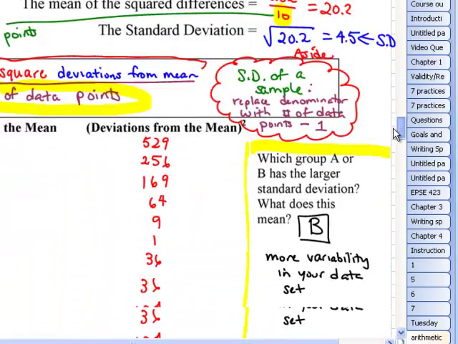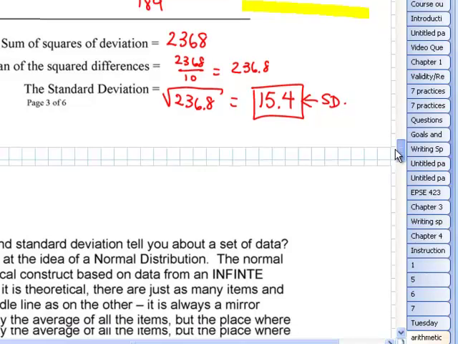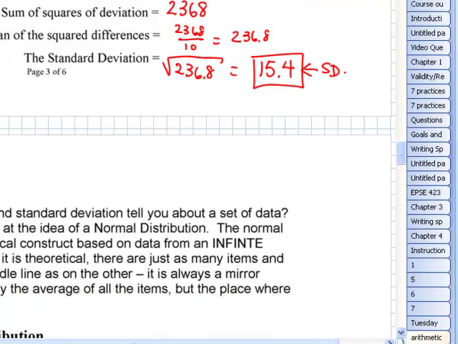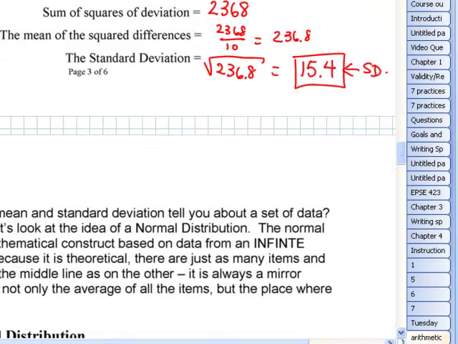Okay? All right, well, I've helped you calculate these things called mean and standard deviation. And now the question is, so what? What can the mean and standard deviation tell you about a data set? Before we answer that, I'm going to look at this idea called the normal distribution.